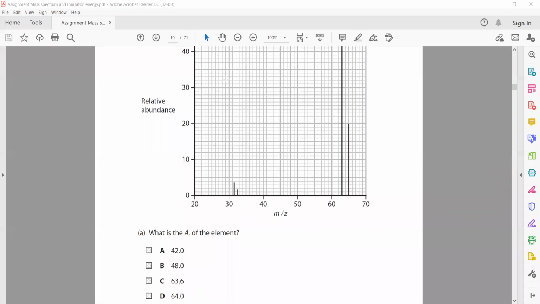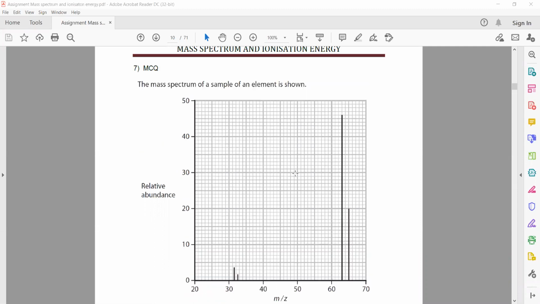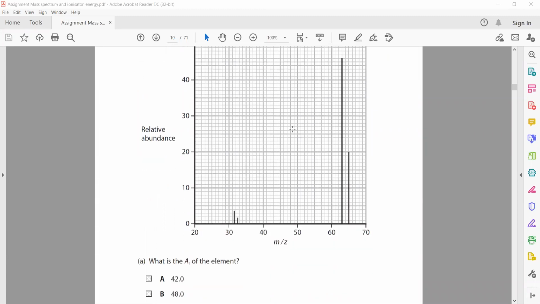Because they mention an element here, that's why this is for charge plus 1 and this is for charge plus 2, because it is half of it. If it were a molecule, then for the molecular ion it can be half, it can be another value as well.